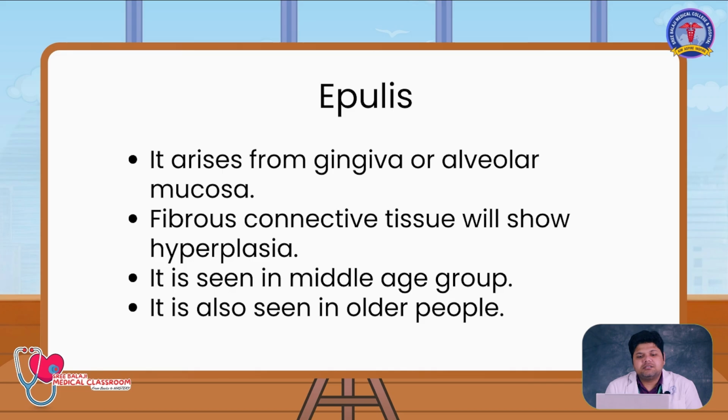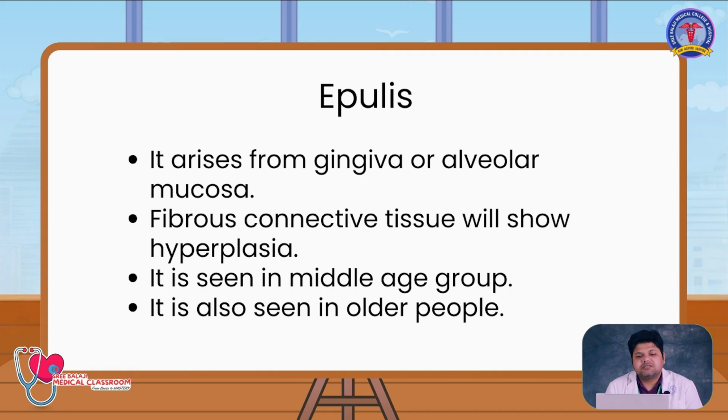Coming to epulis, epulis is a generic term applied for tumor of gingiva or alveolar mucosa. It is a tumor-like hyperplasia of the fibrous connective tissue, and it is classified as fibrous, granulomatous, myeloid, sarcomatous, or carcinomatous.